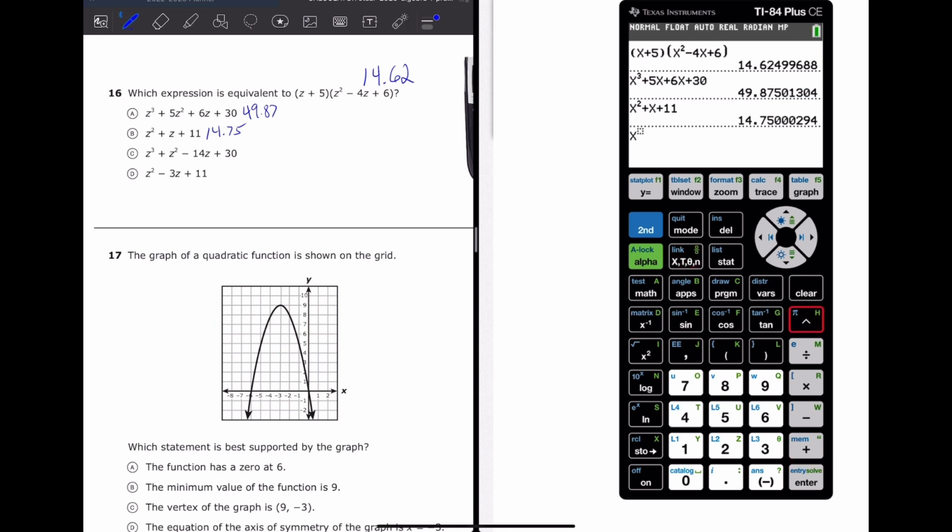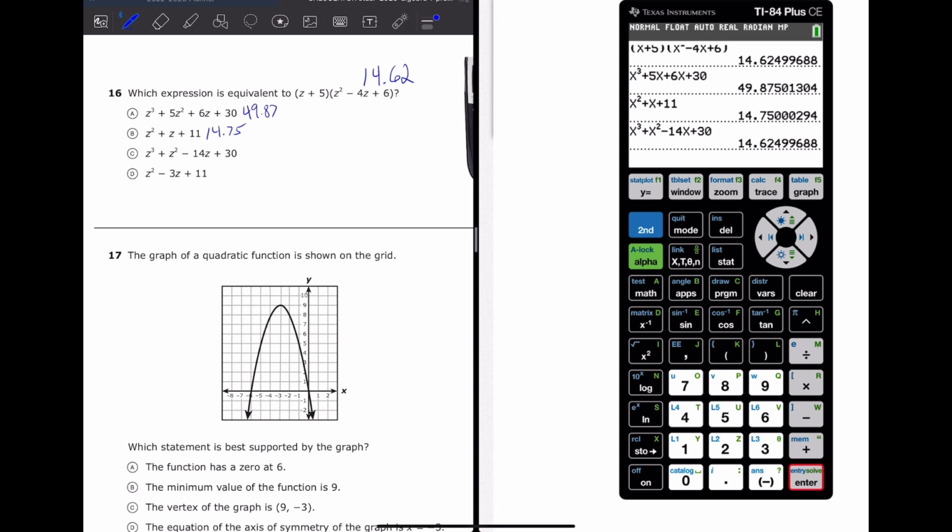If you're unfamiliar with what buttons to press, just look at that calculator. You'll see the buttons as they press, they'll turn red or outlined in red. $14.62. Looks like we have a match.